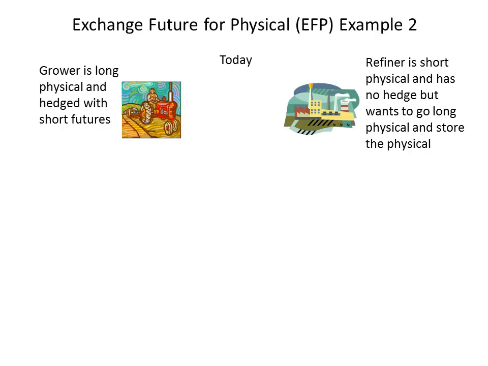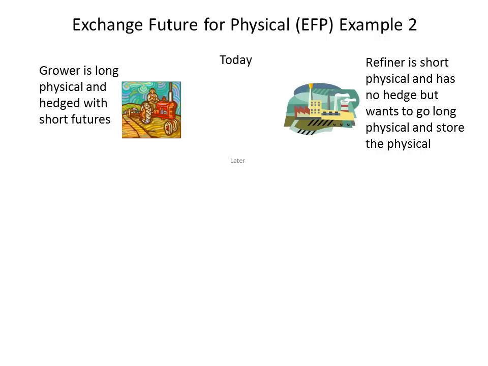But what they want to do is, in a short while, go long of the physical and store the physical. And of course, if they're storing the physical, they may want to hedge against falling physical prices. So they need to, in that situation, when they go long of the physical, at the same time, ideally, sell futures in order to protect themselves against falling prices in the physical market.